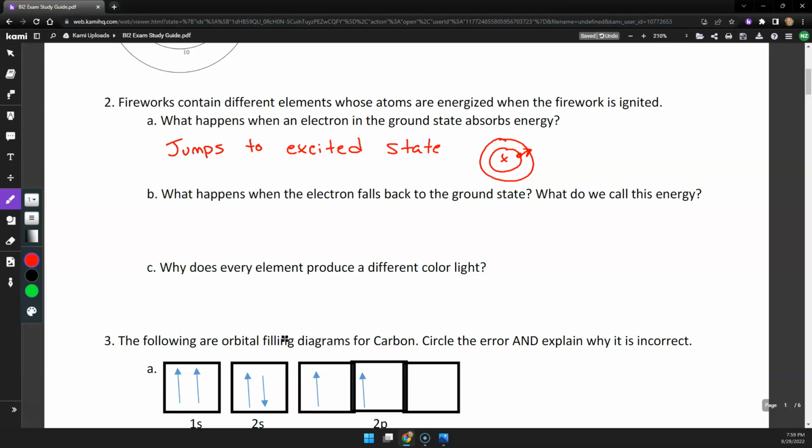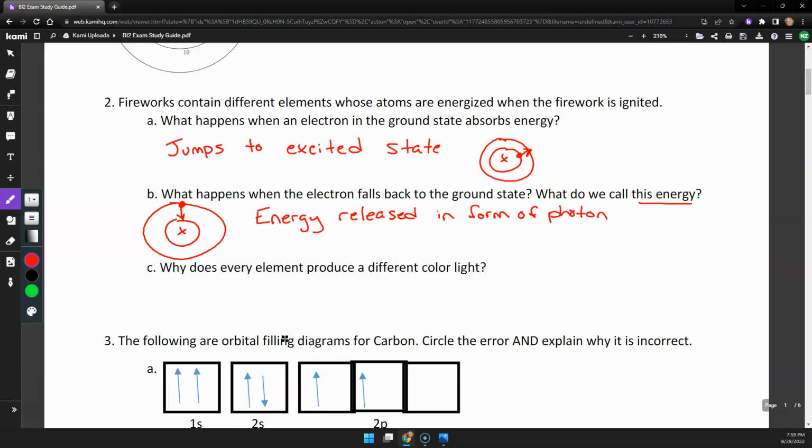What happens when the electron falls back to the ground state? What do we call this energy? So when the opposite happens, when we fall from a higher state down to a lower state, energy is released in the form of a photon. Okay, and that's what the energy is called. So the photon is kicked out here, like that, and that is what our eyes pick up during the flame test.